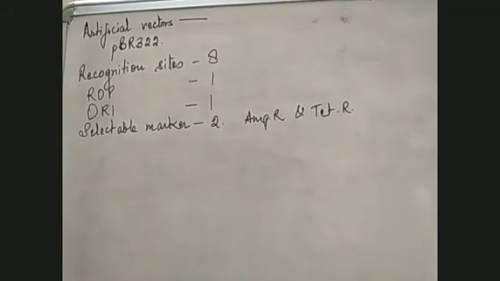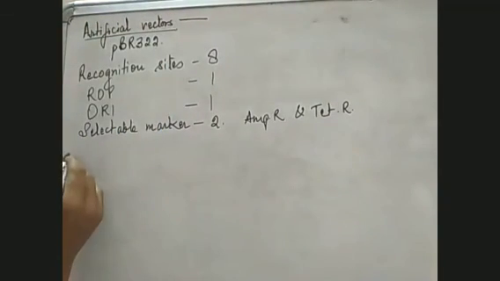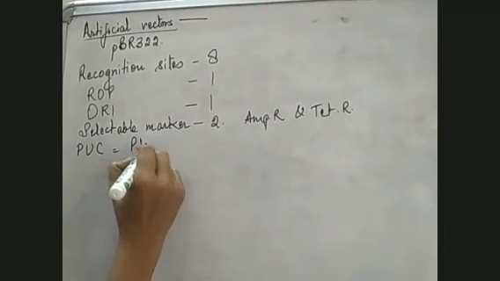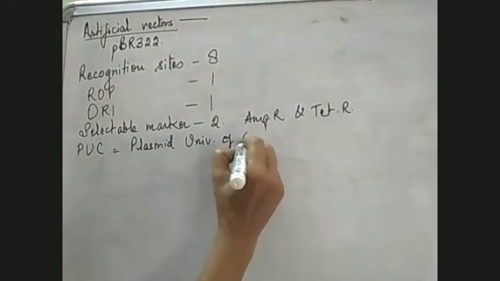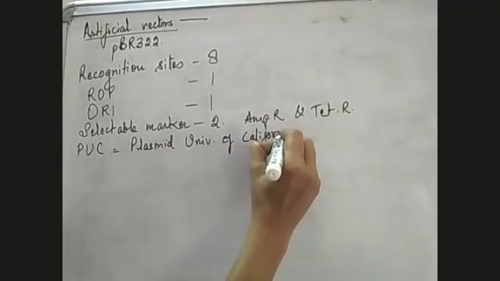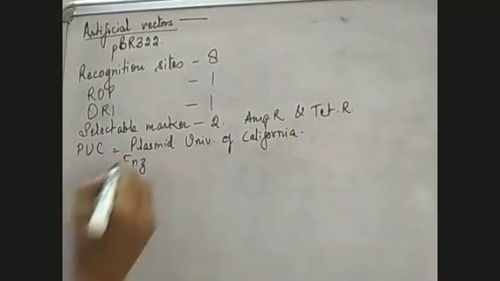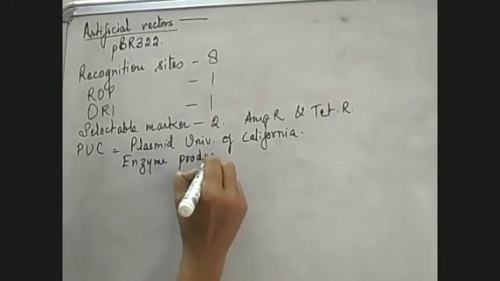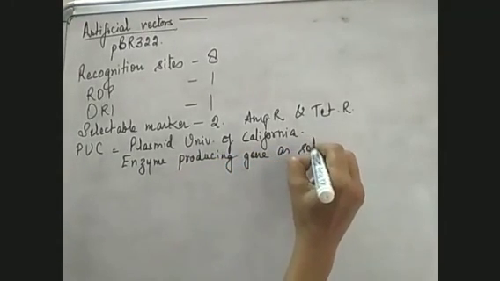And then I told you one more artificial vector, which is PUC. This is prepared by University of California. Plasmid, University of California. And it uses enzyme producing gene as selectable marker.